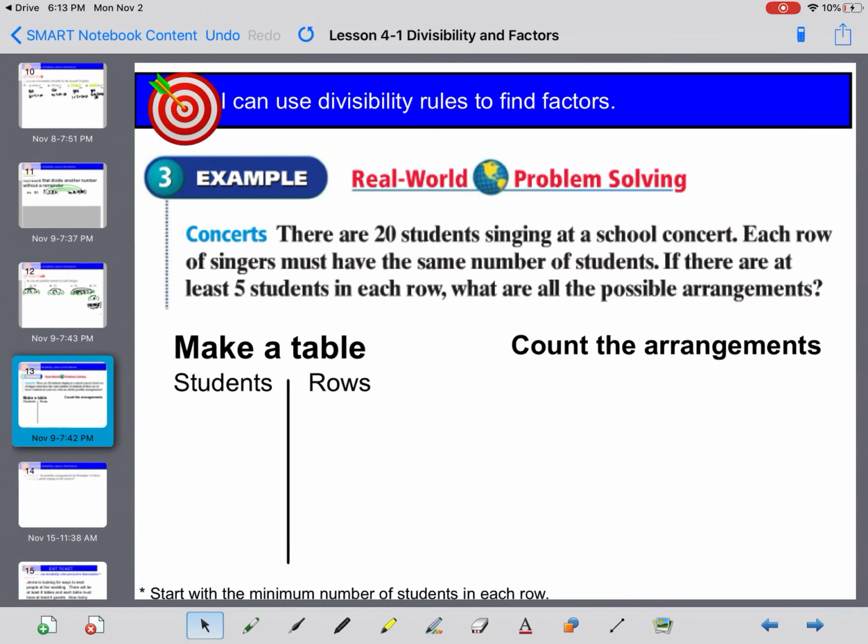Okay, let's try again. Let's read it one more time. There are 20 students singing at a school concert. Each row of singers must have the same number of students. If there are at least 5 students in each row, what are the possible arrangements?